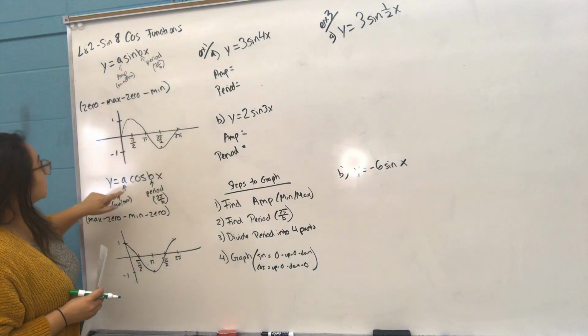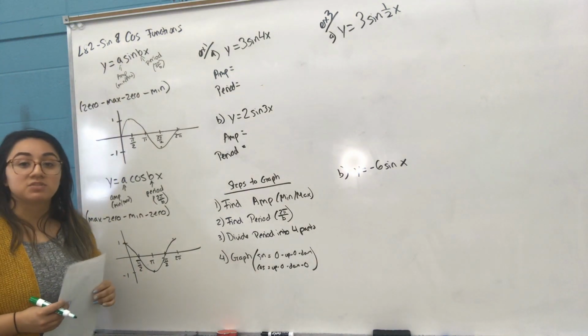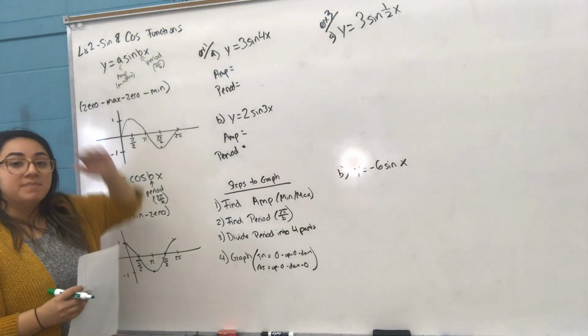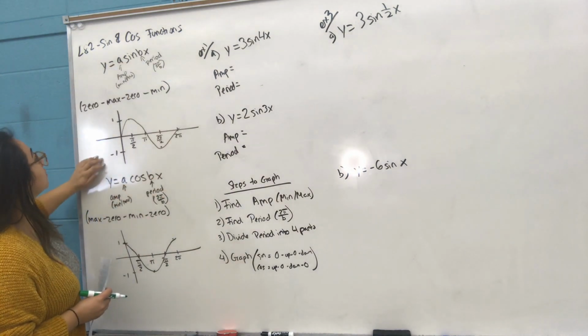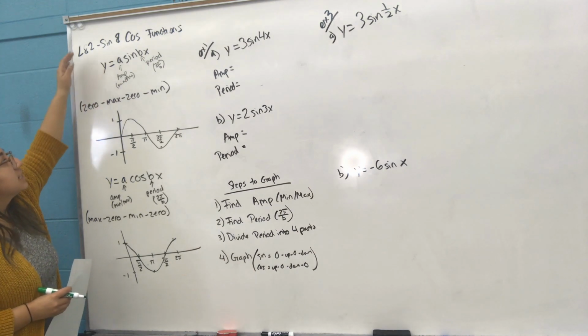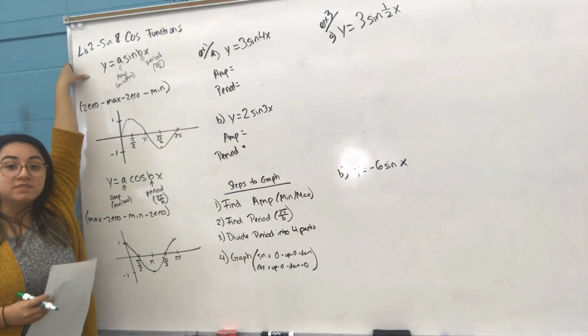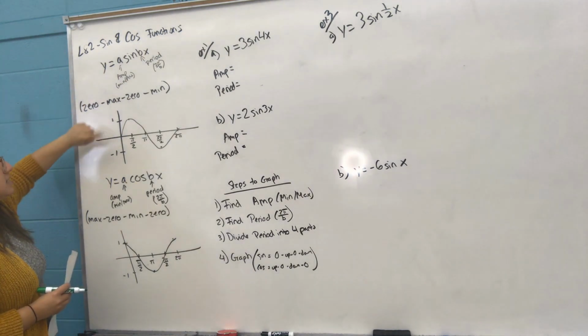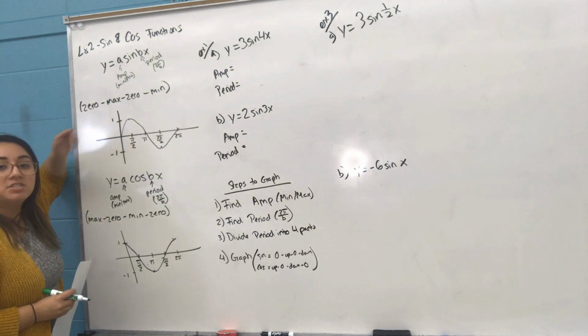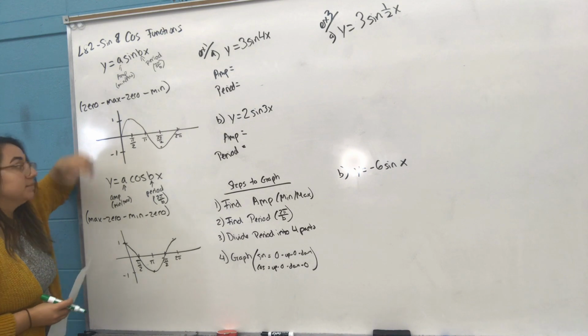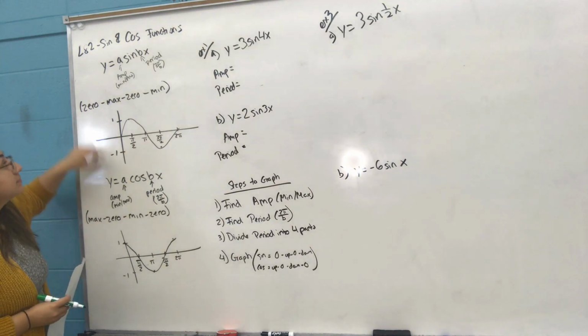A for sine and cosine is your amplitude. Amplitude is your minimum point and your maximum point. So in this graph, let's say it's y equals sine x. The number in front of sine is 1, so that means it's an amplitude of 1. To find your min and max, it's just the positive and negative of the same number. So it's 1 and negative 1.